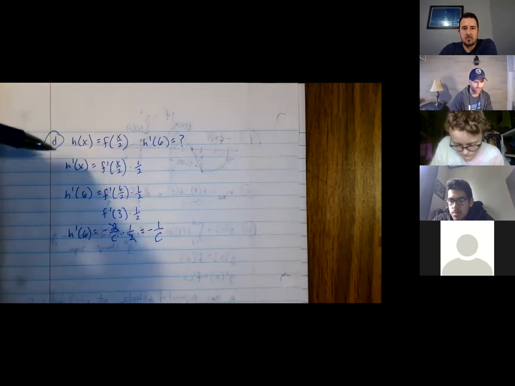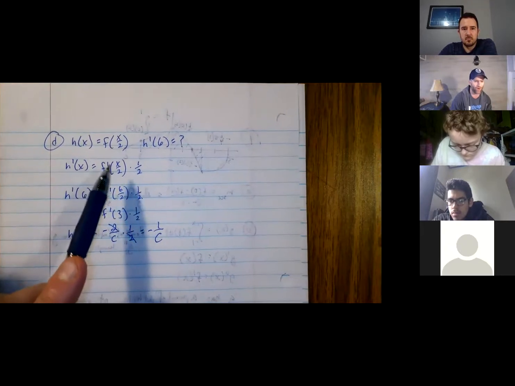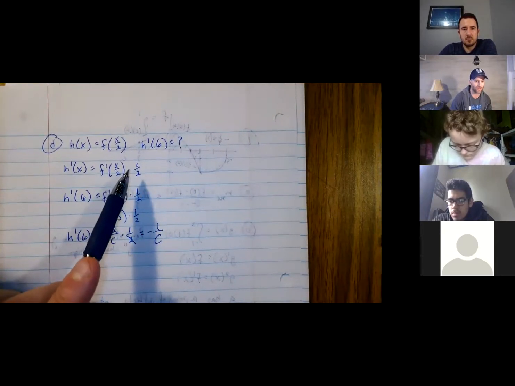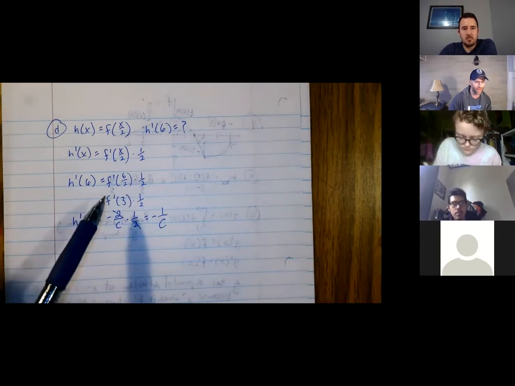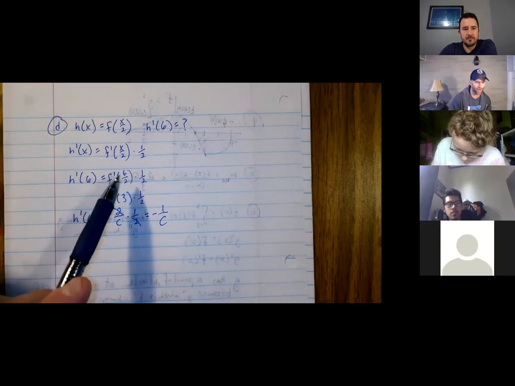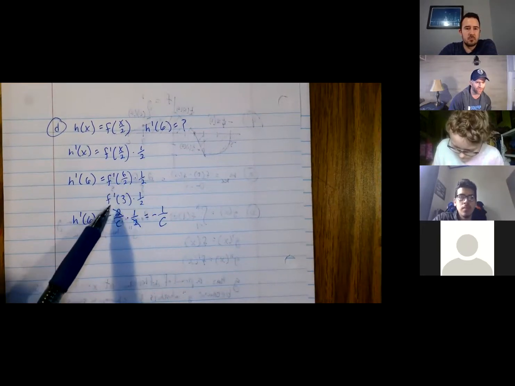So we're going to take the derivative, right? According to the chain rule, we're going to take f prime of x over 2, and then times the derivative of x over 2, which is 1/2. All right, and so then I'm going to evaluate f prime of 6 over 2 times 1/2, and remember 6 over 2 is 3, so f prime of 3.